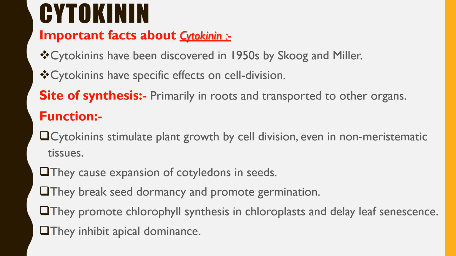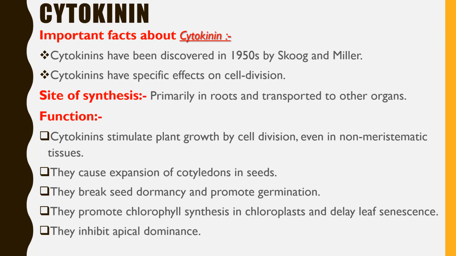Next hormone is cytokinin. Important facts about cytokinin. Cytokinins have been discovered in 1950s by Skoog and Miller. Cytokinins have specific effects on cell division. Means they can cause cell division in non-meristematic tissues also, permanent tissues. Normally, permanent tissues are not capable of cell division, but cytokinin can make cell division possible in permanent tissues.